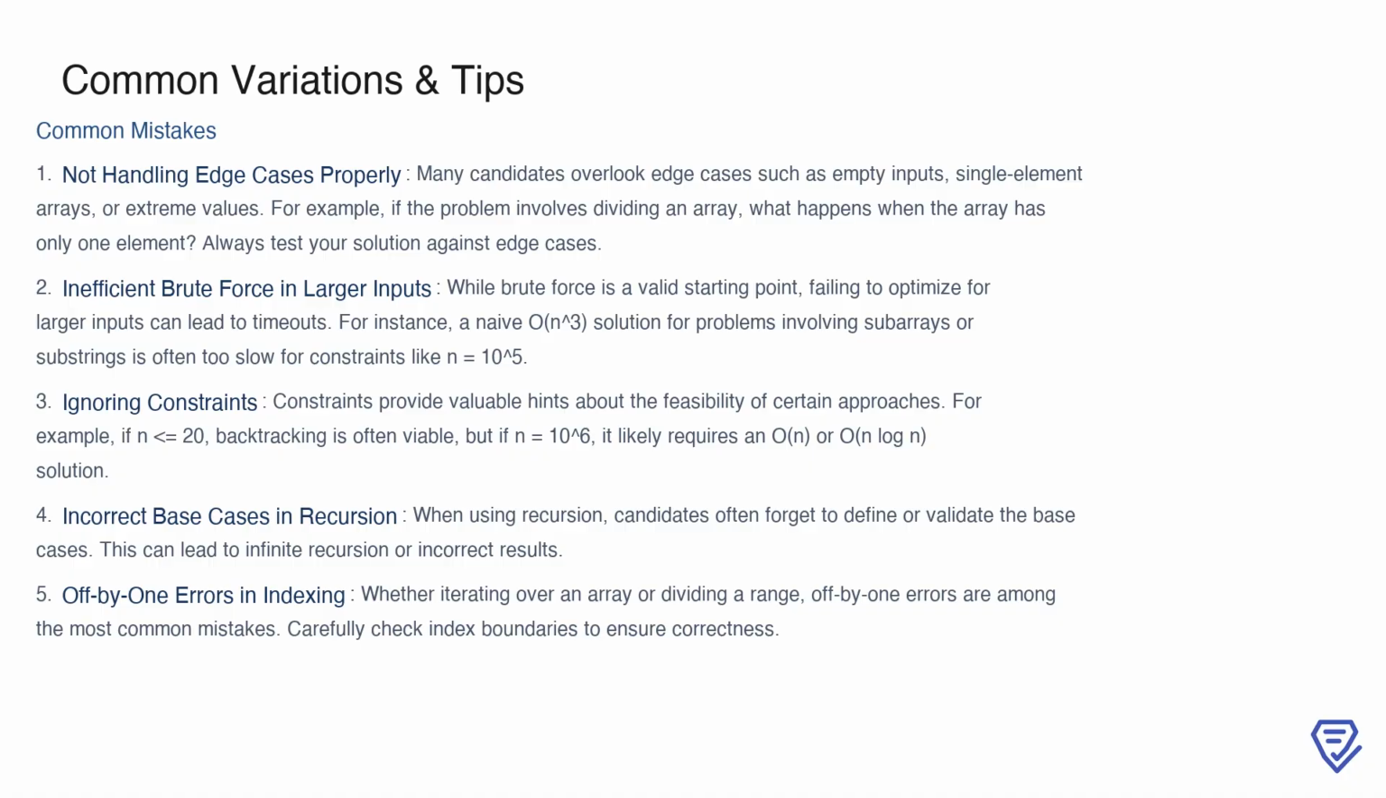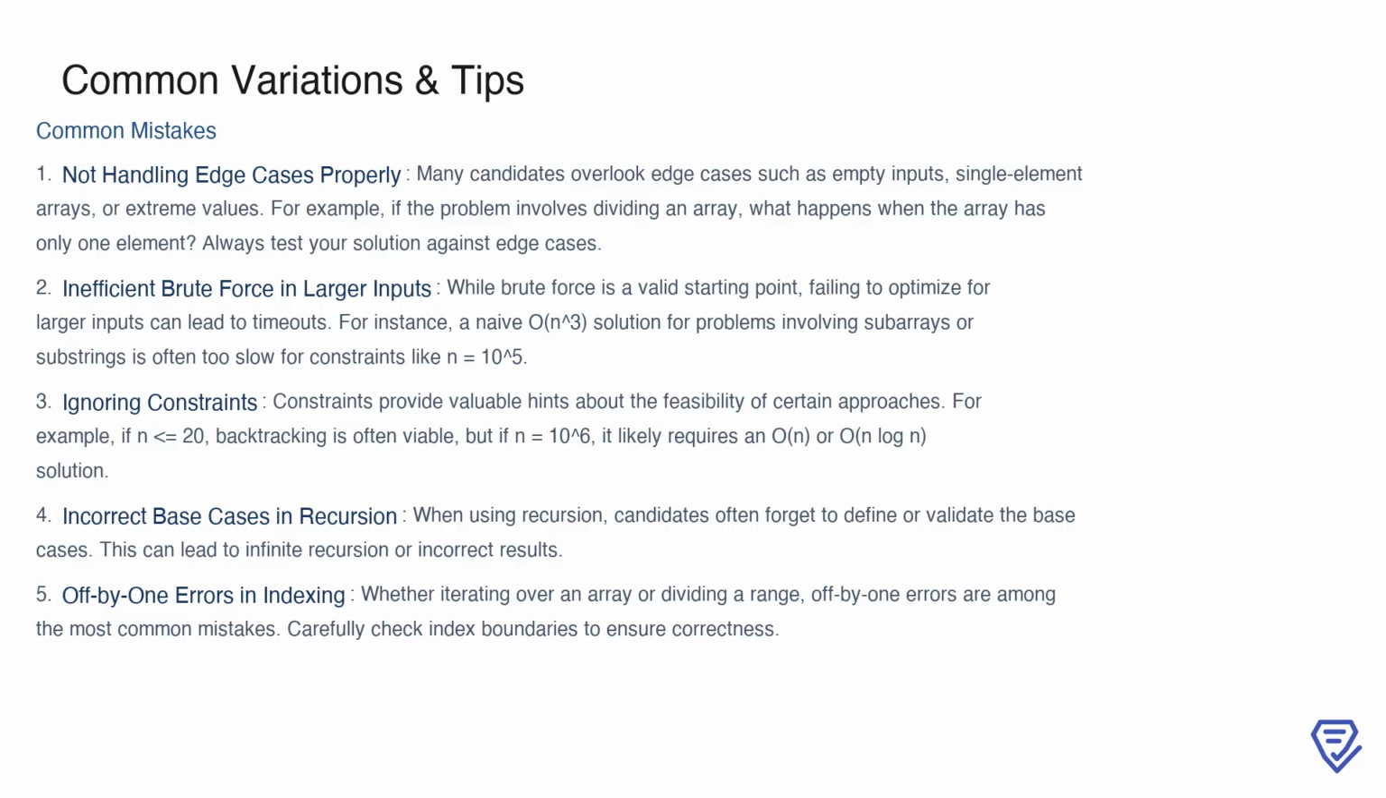When tackling algorithmic problems, it's essential to avoid some of the most common mistakes that often trip up candidates. First, neglecting edge cases can lead to failures in scenarios you might not anticipate. For example, what happens if the input is empty, or there's only one element in an array? Always ensure your solution accounts for these edge cases. Next, while brute force is a reasonable starting point for smaller inputs, it becomes impractical as input sizes grow. Consider a naive O(n^3) solution. It might work for small n, but it will time out for constraints like n equals 100,000.